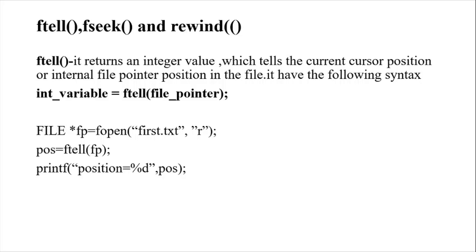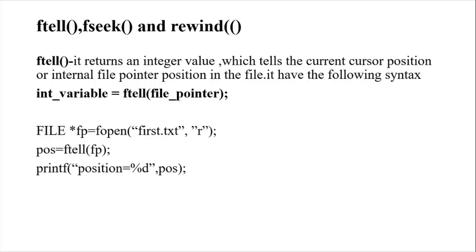Some cursor moving functions are there in the C programming language that are used to move the file pointer inside the file. So what are the cursor moving functions in a file? ftell, fseek, and rewind are all cursor moving functions in a file. Let me explain each one of these. First of all, what is ftell?